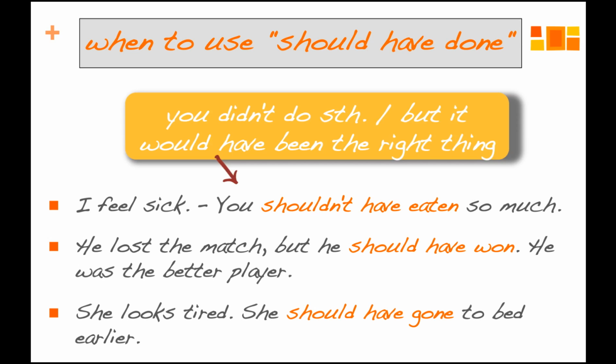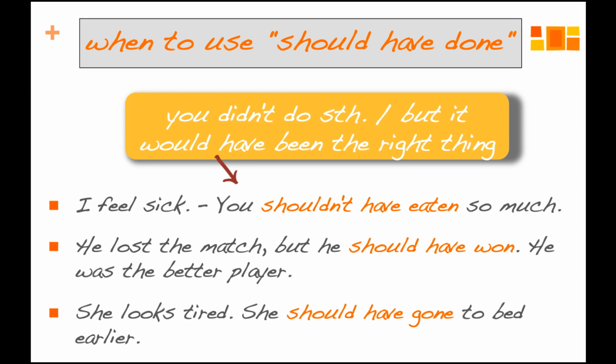Now let me explain this to you like this. When you use "should have done," "should perfect," you didn't do something. Now this "didn't" is important, because this construction "should have done" brings you back into the past. You didn't do something, but it would have been the right thing to do it.